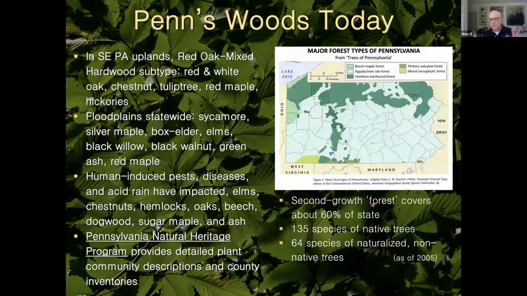So today, second growth forest, but that's any place where trees dominate the aerial extent. So it could even be a lawn with a big tree in it. A lot of suburban areas are considered forest, even though they're not a real true forest. But second growth forest covers about 60% of the state. There are 135 species of native trees. This is as of 2005, from the book The Trees of Pennsylvania by Rhoads and Block, and I have the citation later. And there were 64 species of naturalized non-native trees at that time also. There are probably more of the non-natives and fewer of the natives, unfortunately.